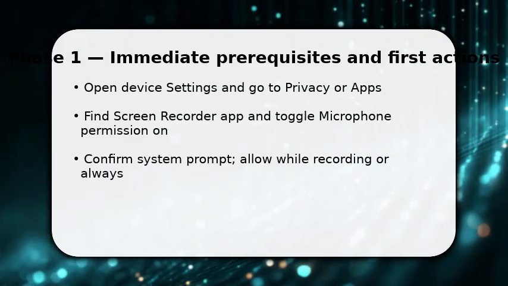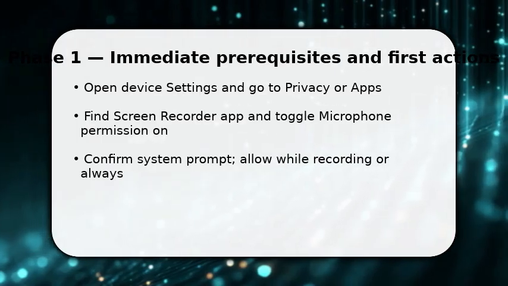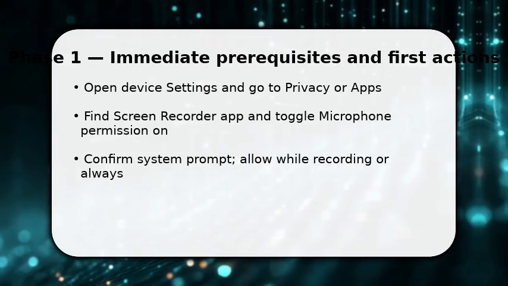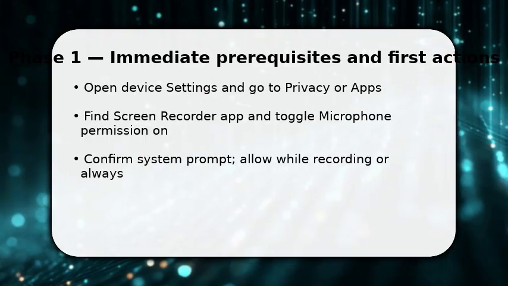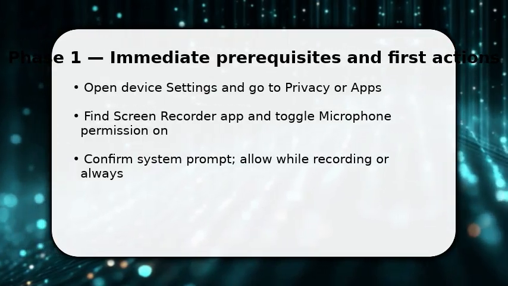You start by granting permission. This is the first actionable step. Open Settings, then Privacy or Apps depending on your OS, and locate the Screen Recorder app. Tap Permissions, enable microphone, and accept the system prompt when it asks for access. Once done, make sure the toggle shows Enabled.